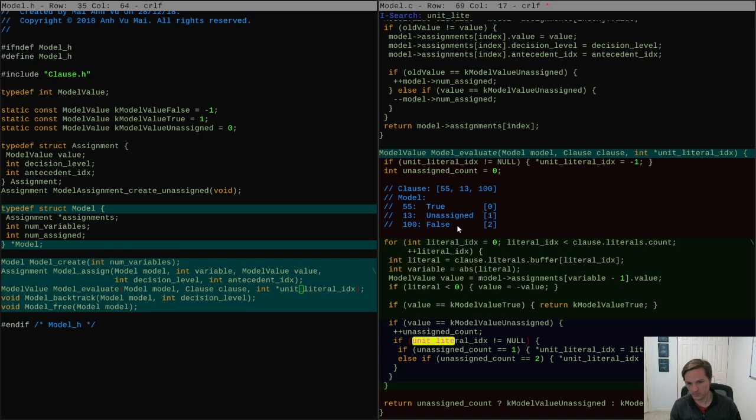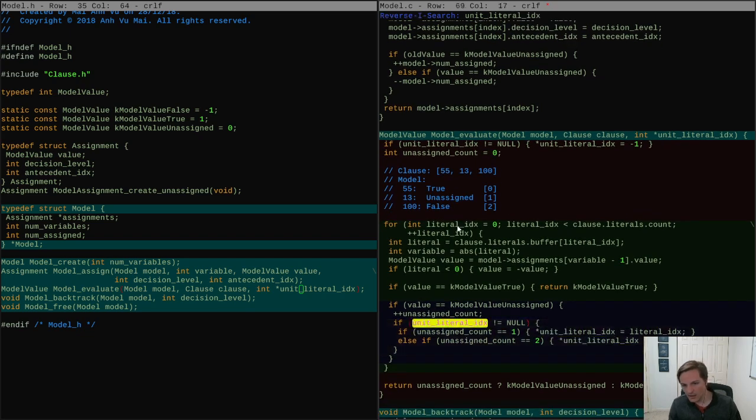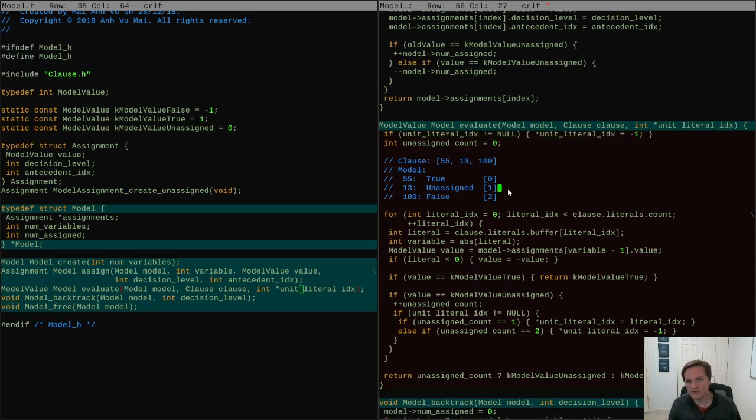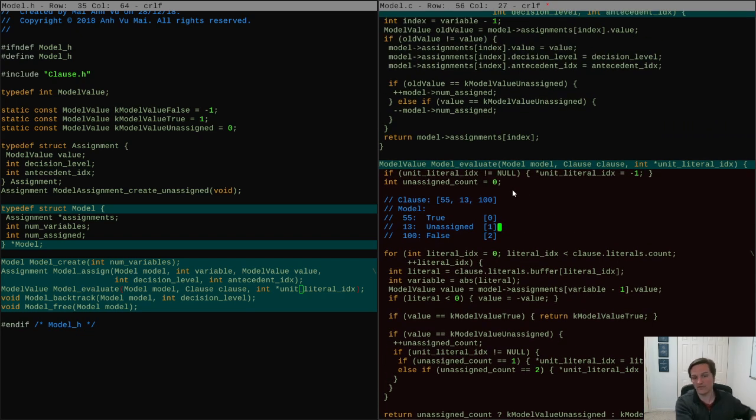Unit literal index. Interestingly, and something I would do a little. Oh, here it is. I was about to say something false. Here it is. So at the beginning, if we start, it also sets to -1. So that can also indicate that there are none, if all of them are assigned, or if two or more are unassigned. It's only if there's exactly one unassigned that it'll return us something.